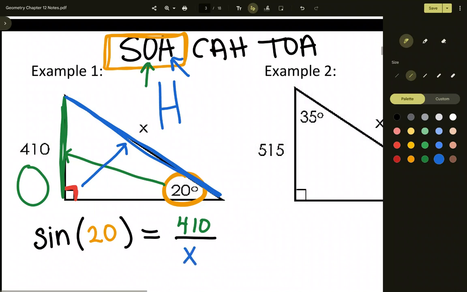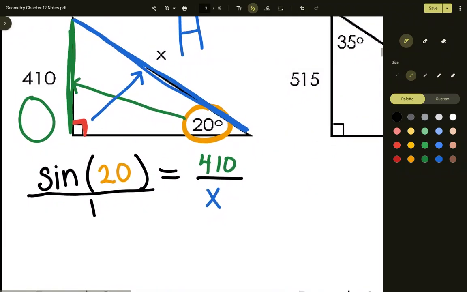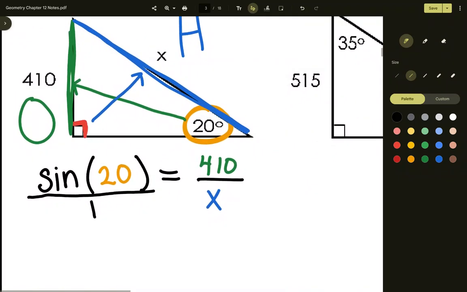Now, right now, this doesn't look like anything we're used to, but I can always create another fraction by dividing by 1, because dividing by 1 does not change it. And now we have two fractions. And that's exactly the same as what we did in our last chapter. Two fractions, and then we cross-multiplied to solve. So I'm going to cross multiply.